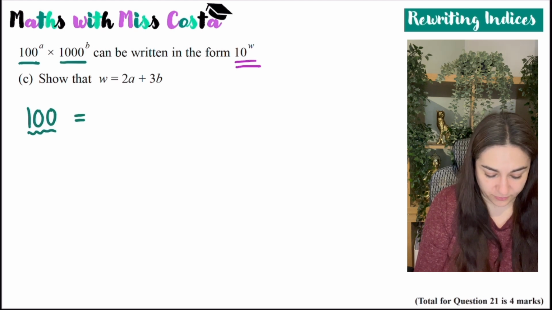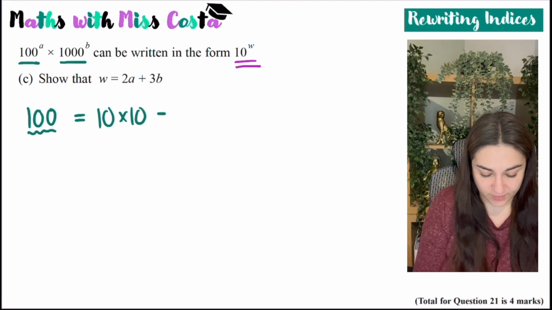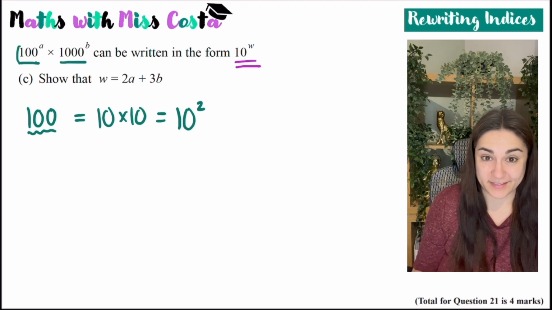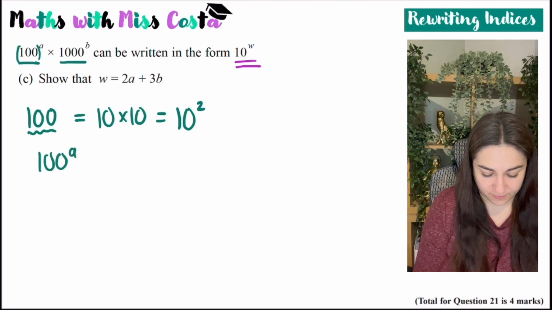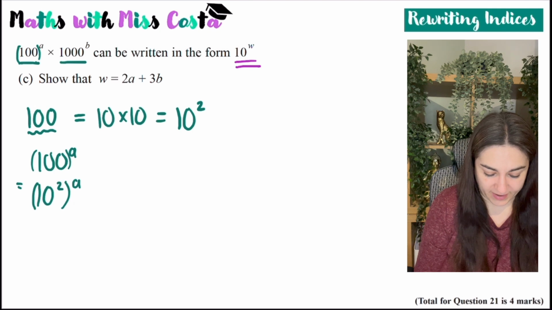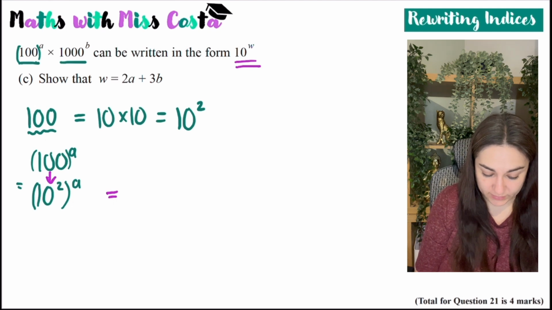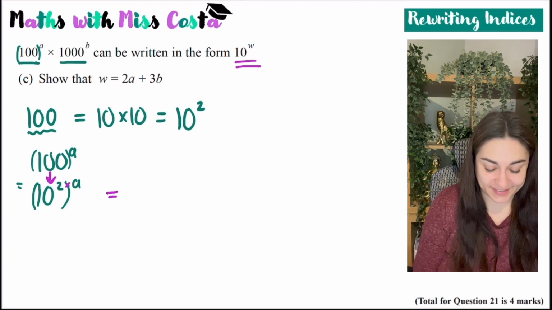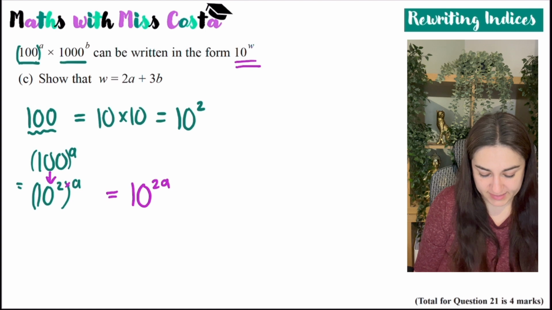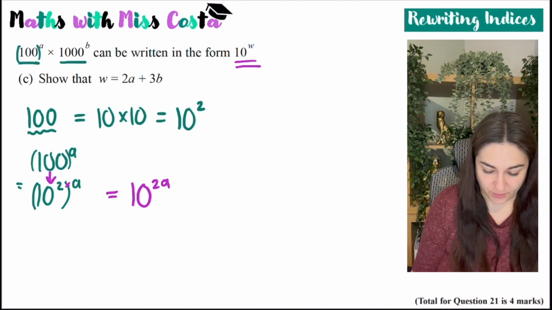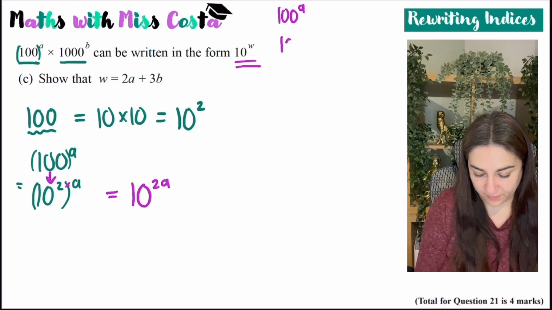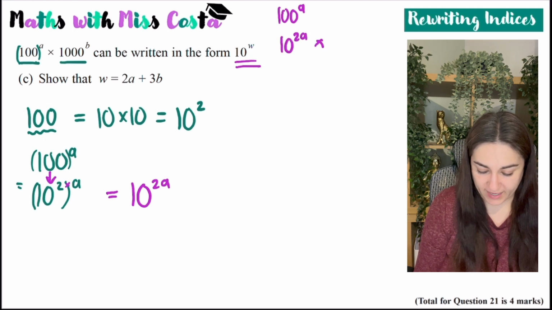So how could I write 100 in terms of 10? I know that 10 times 10 makes 100, and to write that in index form would be 10 squared. So 100 to the power of a is the same as saying 10 squared to the power of a. All I've done is I've rewritten 100 as a power of 10. And using the laws of indices, what do I do when indices are in brackets? I multiply them. So that would become 10 to the power of 2a. So all I've done is I've rewritten 100 to the power of a as 10 to the power of 2a.